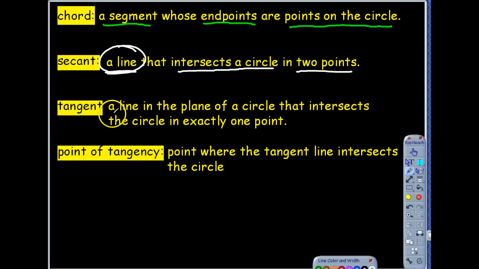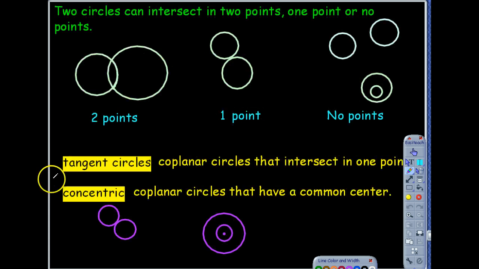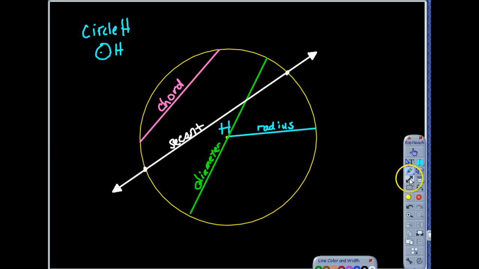A tangent is another line, that's important, in the plane of a circle that intersects the circle in exactly 1 point. So here we had a secant that intersected a circle in 2 points. A tangent only intersects at 1 point, but it is a line also. So when I'm drawing a tangent line, I want it to be a line that touches my circle only in one place. Notice that it doesn't cross through twice. This is the difference between a tangent and a secant.